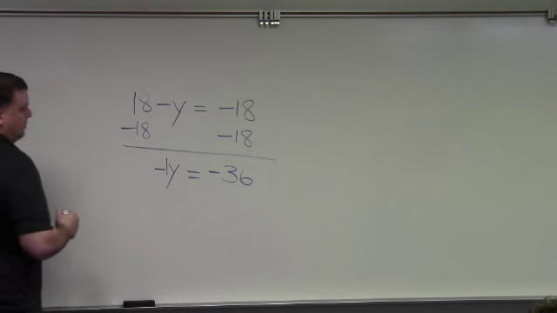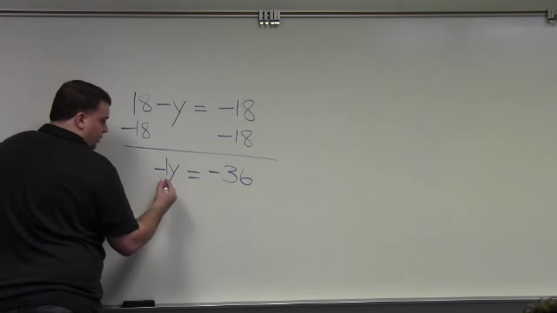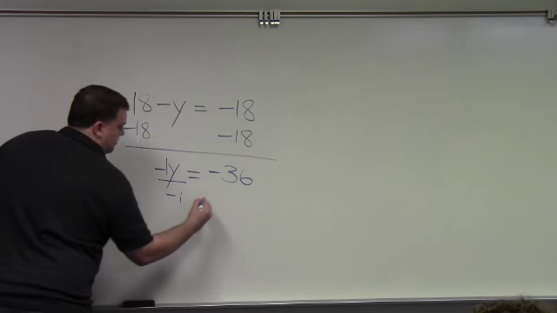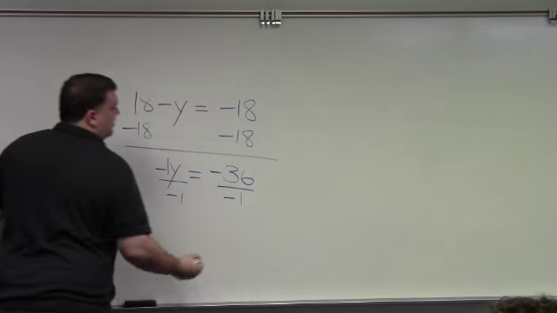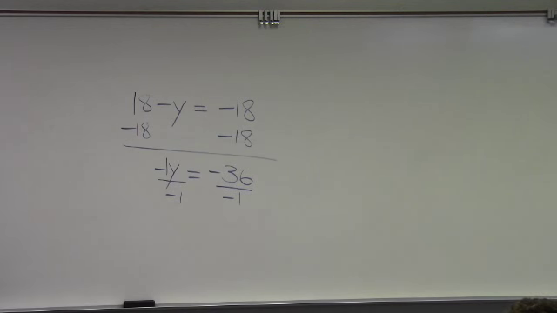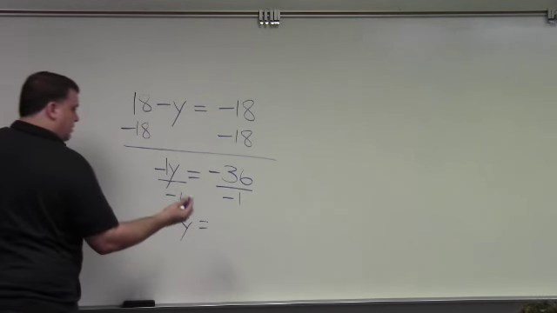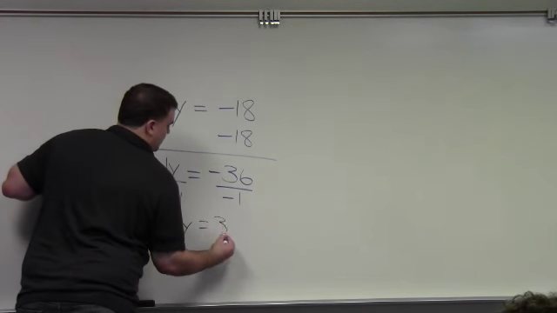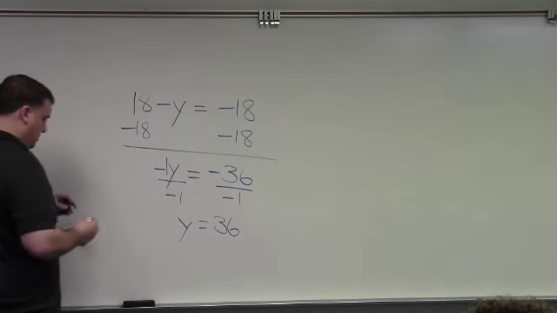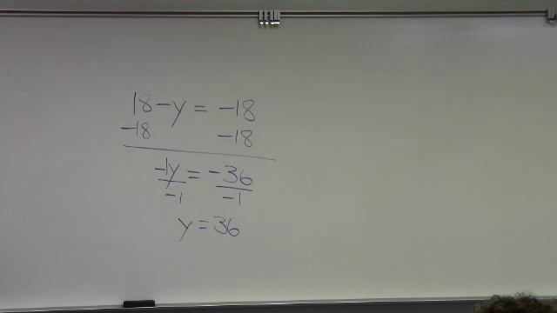So what could I divide both sides by to get rid of that negative 1? I'm just going to divide both sides by negative 1. That leaves me with y. And then negative 36 divided by negative 1 is positive 36. Basically it just changes the signs.